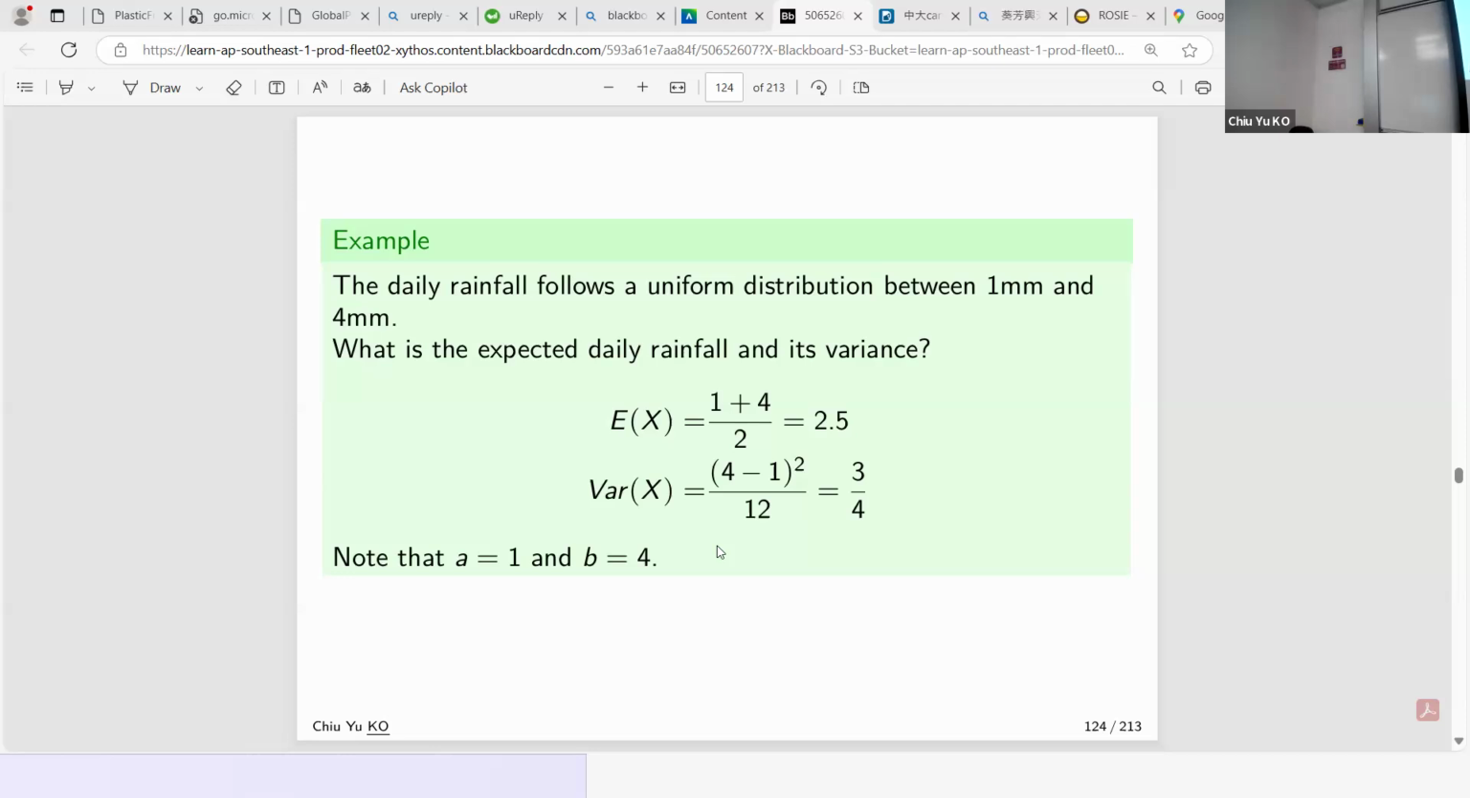Then how can we calculate the mean and variance? That's something we care about, right? On average, what is the mean and variance? The mean is very simple. It's A plus B over 2, right? A is 1 here, B is 4 here, the midway. And what's the variance? (B minus A) squared over 12, right? So it's just (4 minus 1) squared over 12, equal to 3 over 4. That is what we need. See, it's not complicated, right?